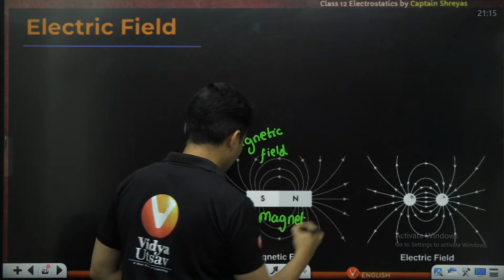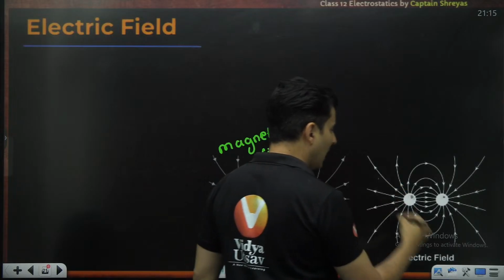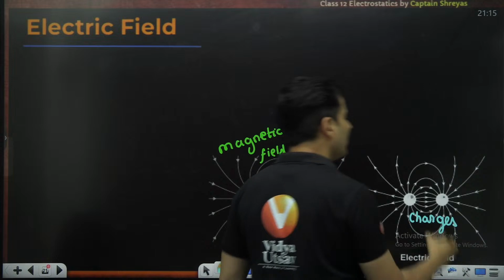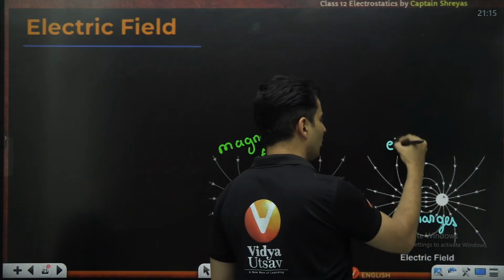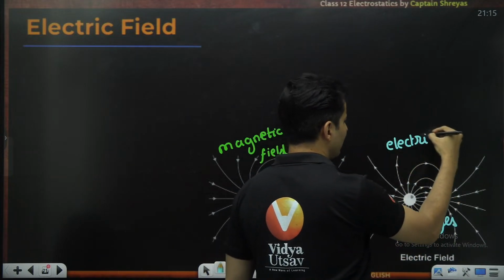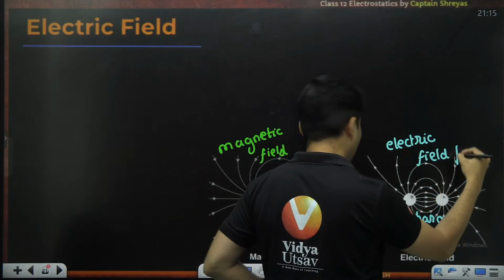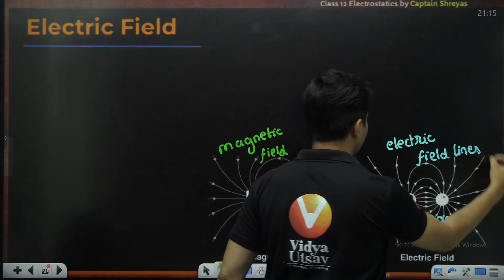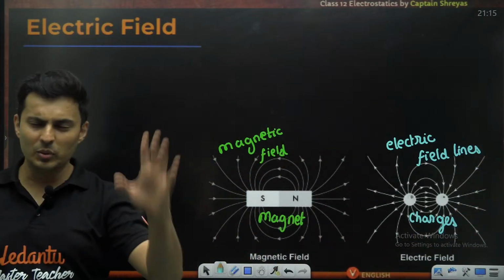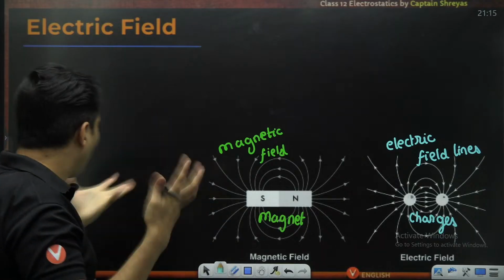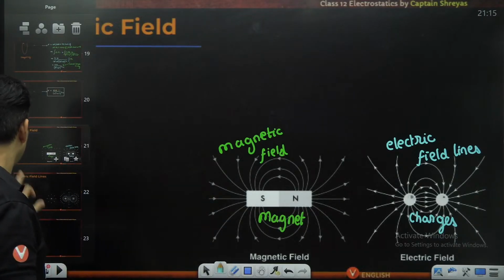So similarly, if you have electrical charges, what will they produce around them? They will produce electric field lines around them. These are called electric field lines. They are very much similar to magnetic field lines except for one or two things, but other than that, they are all similar. So what is the meaning of electric field line?